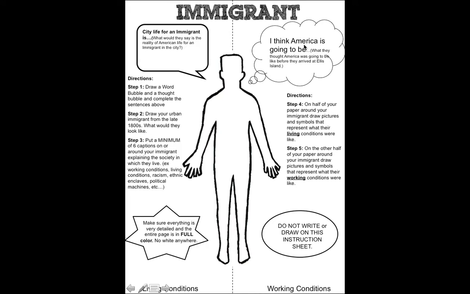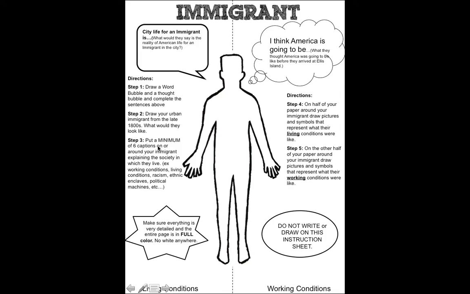In the thought bubble, you're going to write, I think America is going to be what they thought America was going to be before they arrived at Ellis Island. Were they excited? I mean, because they're going into a new world. After you finish step 1, then you're going to do step 2. And you're going to draw your urban immigrant from the late 1800s. What do you think they would look like? We saw a lot of pictures of people, immigrants from that time period. What did they look like?